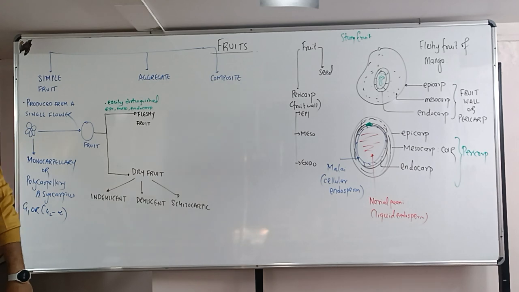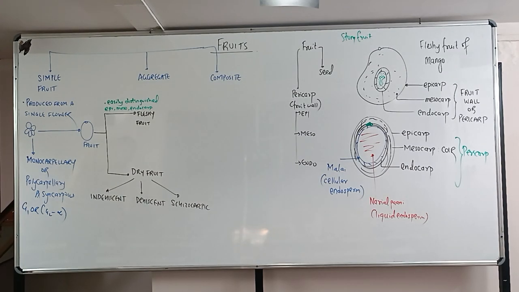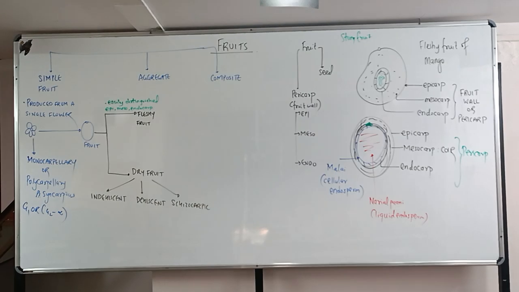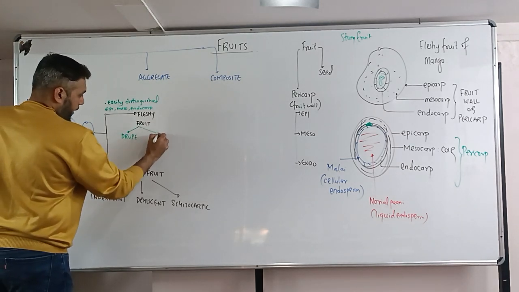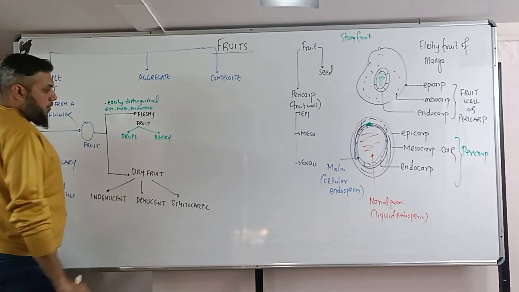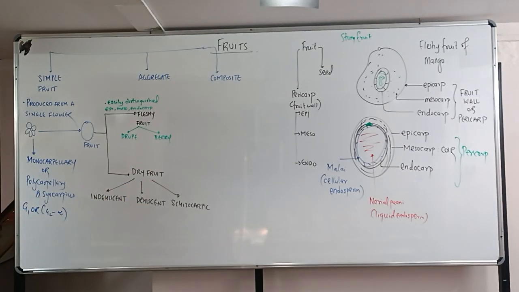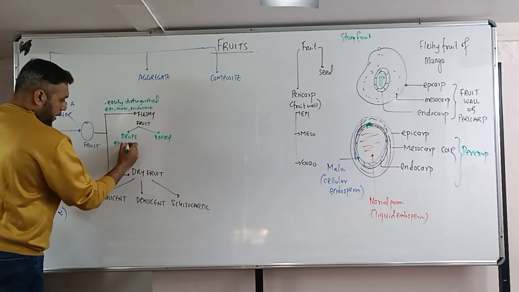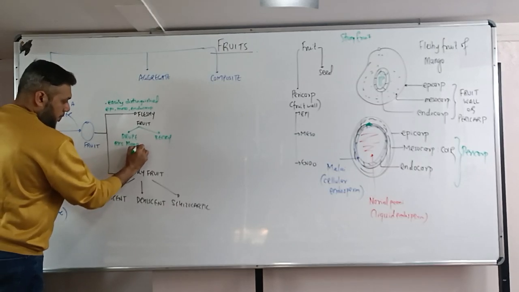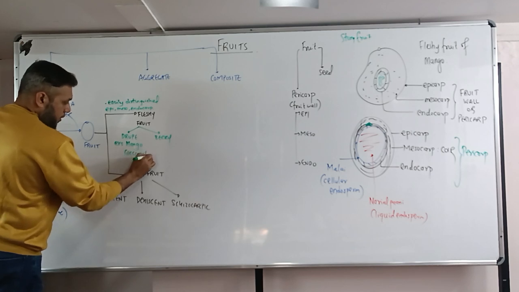And for the fleshy fruit, if you see yesterday's chart, we have many examples. What are the examples? We have drupe, berry, pepo. Did I give pepo? No. So what are the two I had given? One was drupe. And the other is berry. Now, in the case of a drupe, the examples that you remember are mango and coconut.